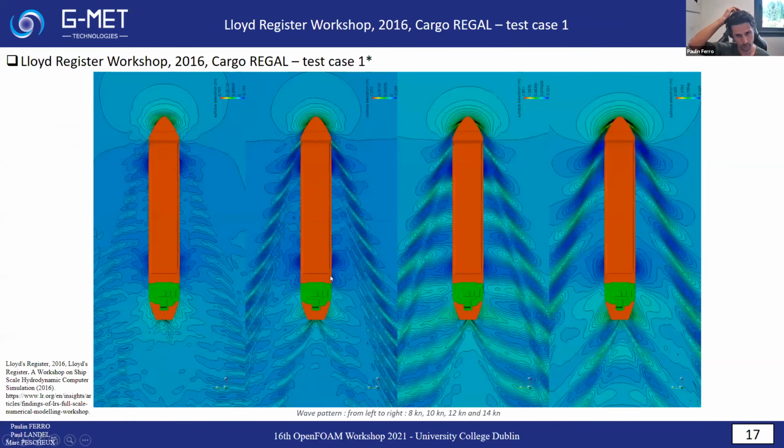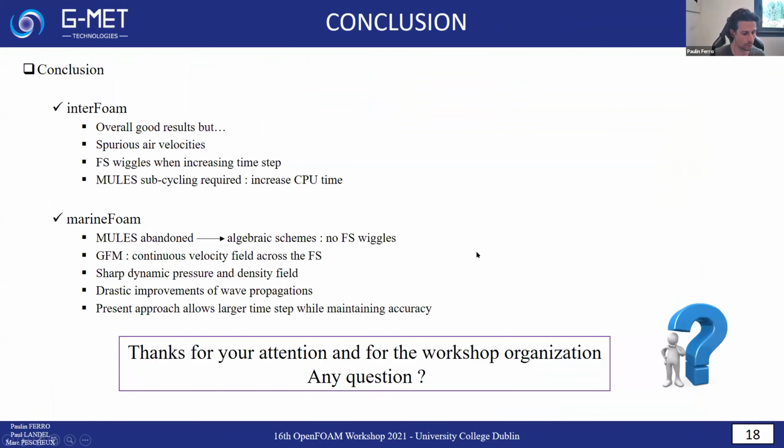And here is an example of the result in terms of wave patterns for the four calculated velocities, ranging from 8 to 14 knots. Obviously, when we increase the velocity, the wave elevation increases. So, to conclude, interFoam gives overall good results.